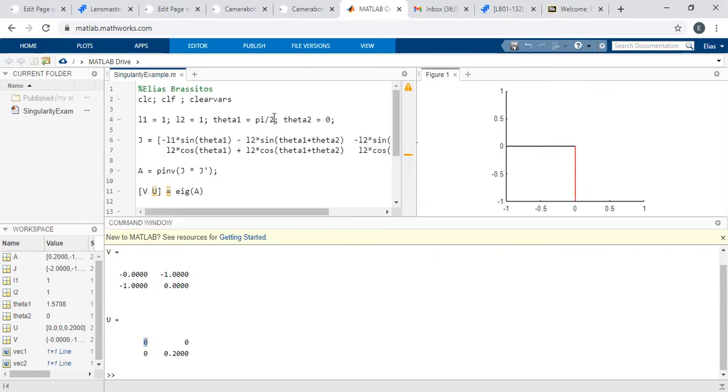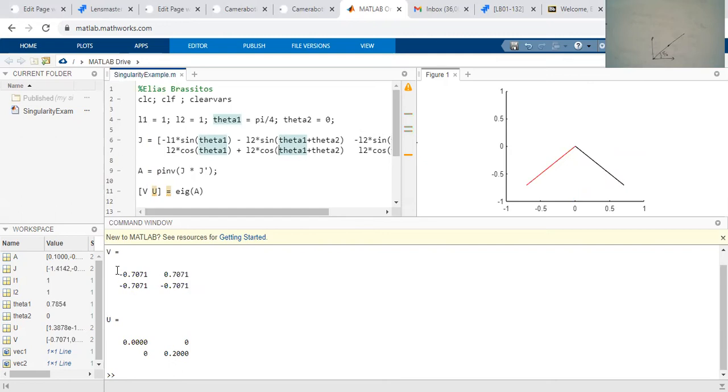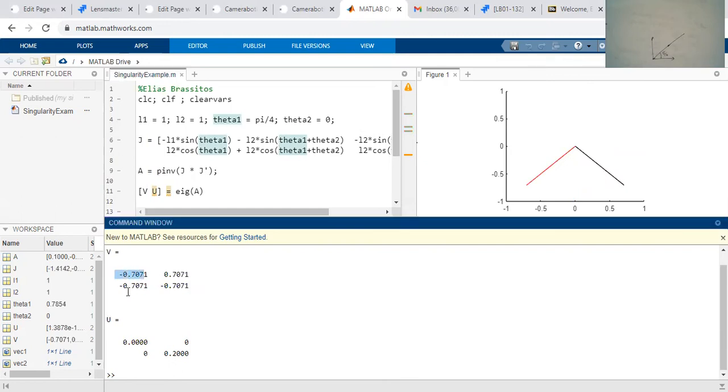Now I want to do pi over 4. Let me draw this very quickly just to make sure we are all on the same page. If the first one is pi over 4 and the second one is 0, then this is where we are. This is my theta 1 at pi over 4, and this is my theta 2. Let's see what happens. If you run that, you will see an eigenvector that is 0.707 and 0.707. So I have something like this, and the other is in the opposite direction.